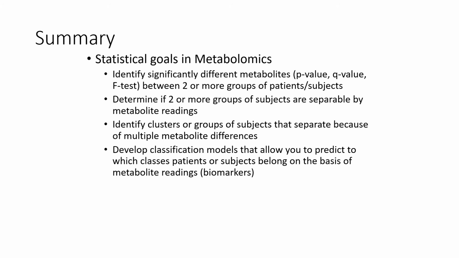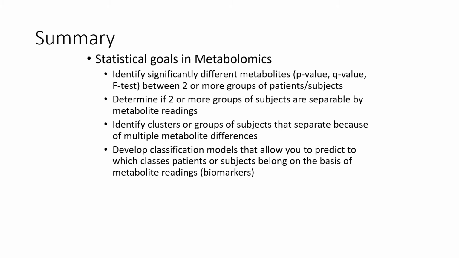So at this point, I think it's important to summarize what we've learned with regard to statistics in metabolomics. In terms of the statistical goals for metabolomics, typically you want to, first of all, identify significantly different metabolites between two or more groups of patients or subjects. So through that, you can use p-values or t-tests, false discovery rate corrections, q-values. If you're doing 3 or more groups, you can use the F-test. So from there, you can get potentially significant metabolites.